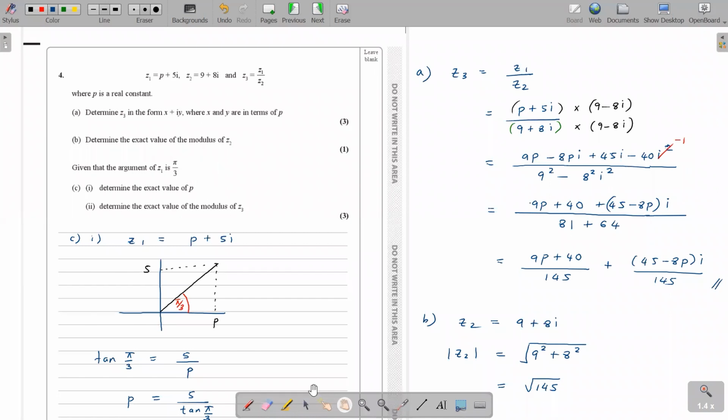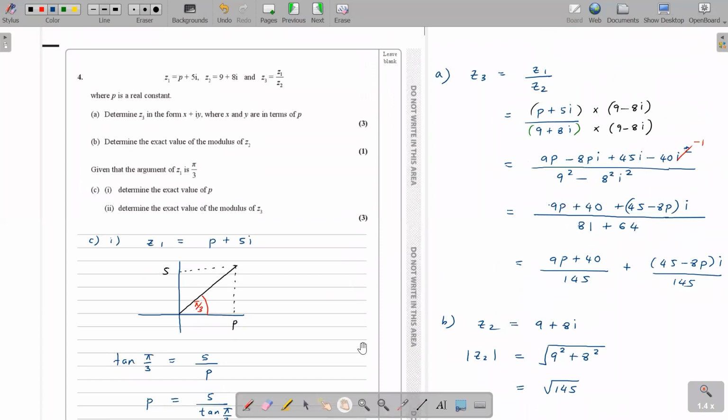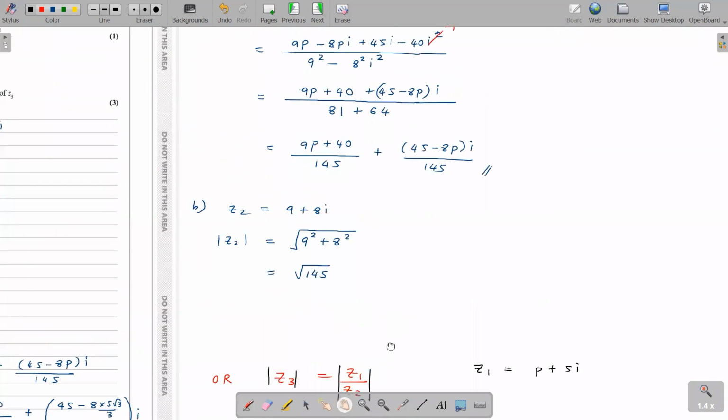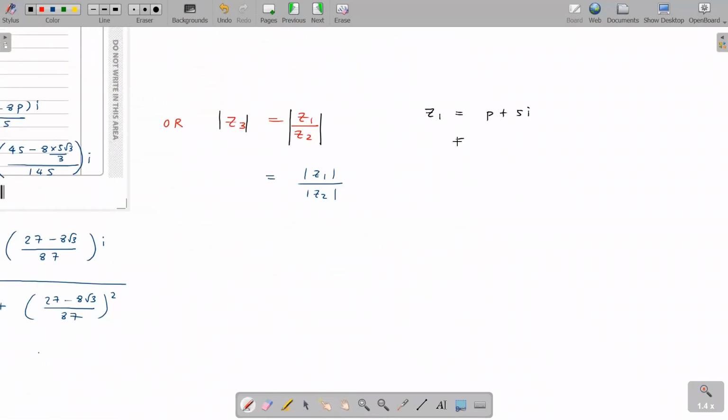So the P value is found, right? What was the P value we found? P is 5 root 3 over 3. So tell me, what is Z1? Z1 was P plus 5y. Am I correct? Z1 is P plus 5y. The P value is 5 root 3 over 3, so it is 5 root 3 over 3 plus 5y. Do you agree with me?